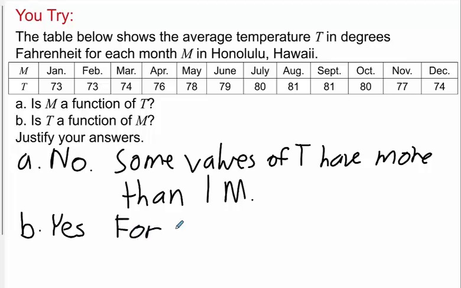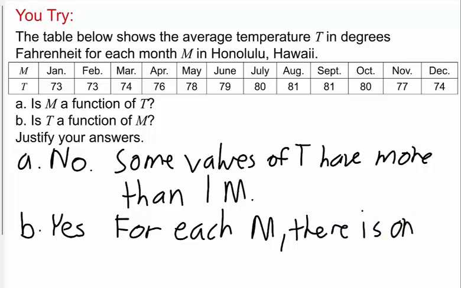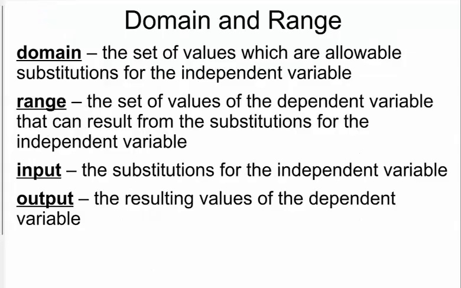For each M, there is only one T. That's simple. Pretty easy. All right, let's look at a few more definitions.